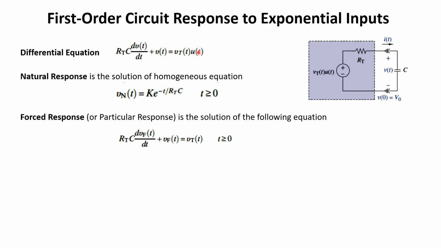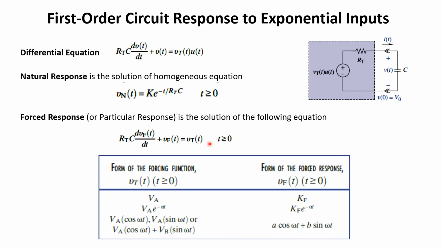Now u(t), it is not necessary to use u(t) over here. We assume that this v(t) starts from t equal to 0, and prior to t equal to 0 it is 0. So this equation holds for t equal to or greater than 0. When we mention this t, there is no need of showing the unit step function with it.